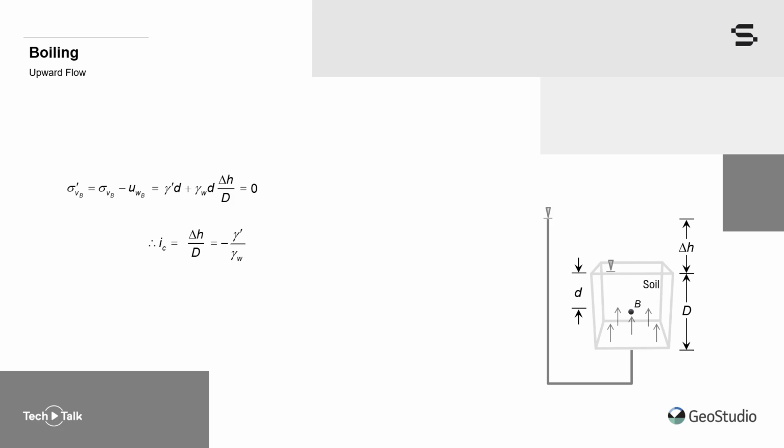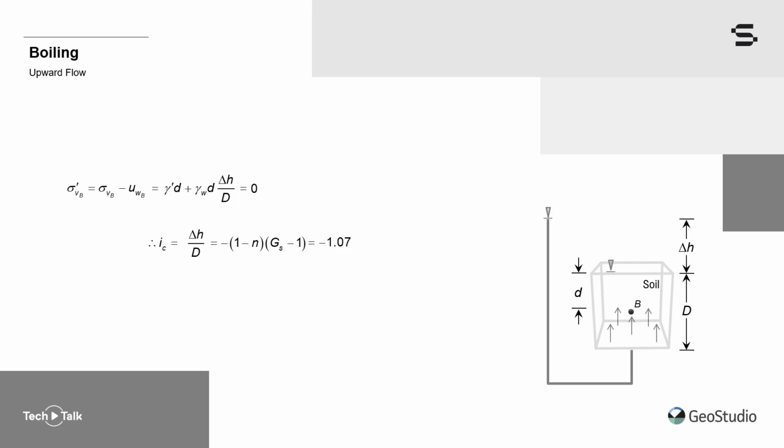Using a soil phase diagram, we find that the effective unit weight of soil is equal to the unit weight of water times (1 minus porosity) times (the specific gravity minus 1). Upon simplifying the equation, we find that the critical gradient is equal to minus 1 times (1 minus porosity) times (the specific gravity minus 1). In this case, the porosity is equal to 0.35 and the specific gravity is equal to 2.65. It therefore follows that the critical gradient is equal to minus 1.07, which is very close to minus 1.